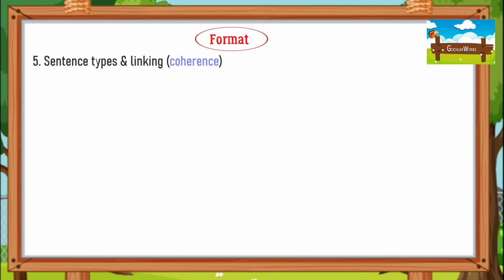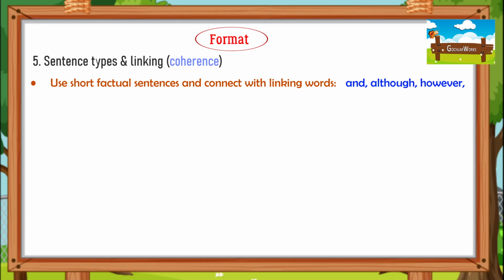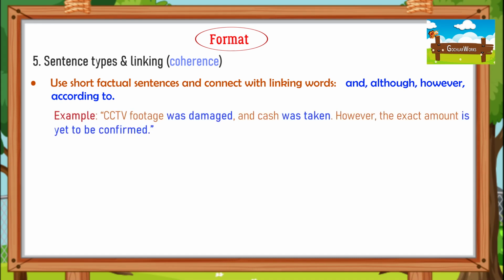Sentence types and linking, coherence. Use short factual sentences and connect them with linking words. For example, and, although, however, according to. Sentence example: CCTV footage was damaged and cash was taken. However, the exact amount is yet to be confirmed.